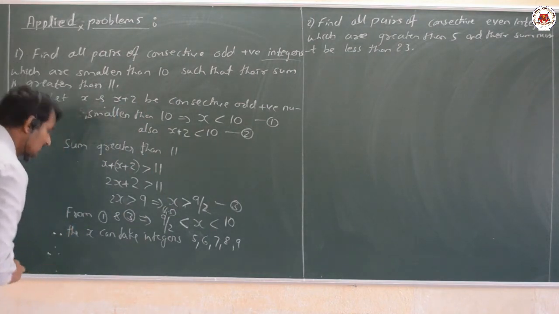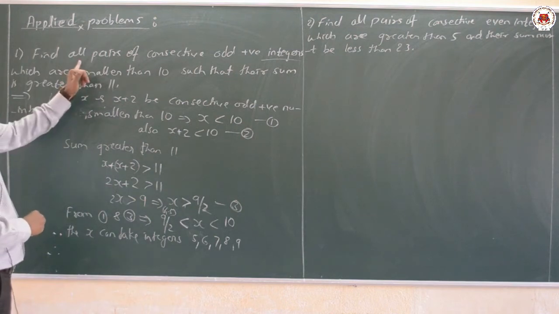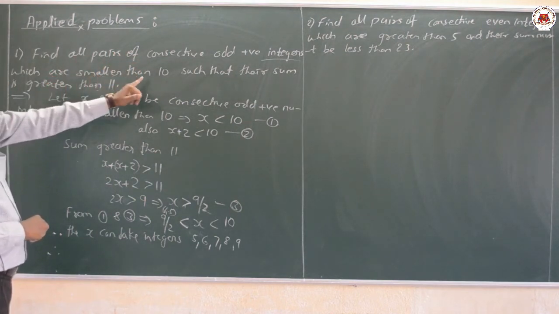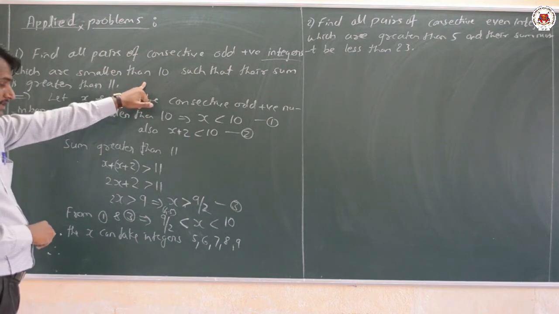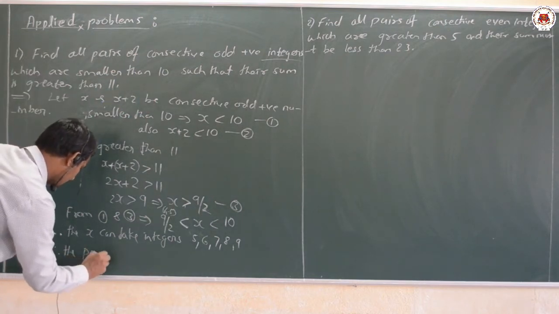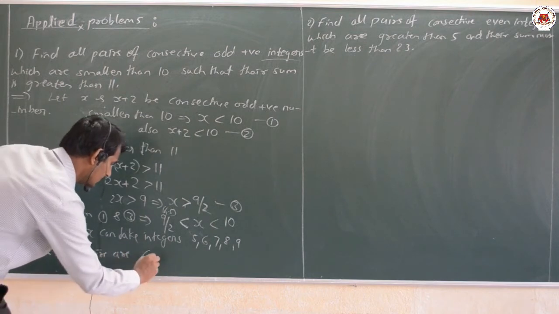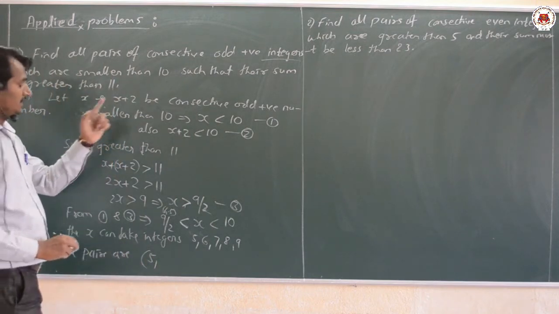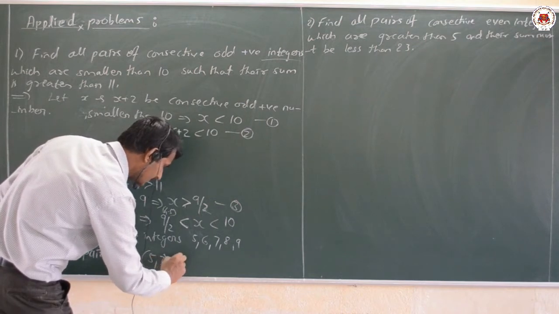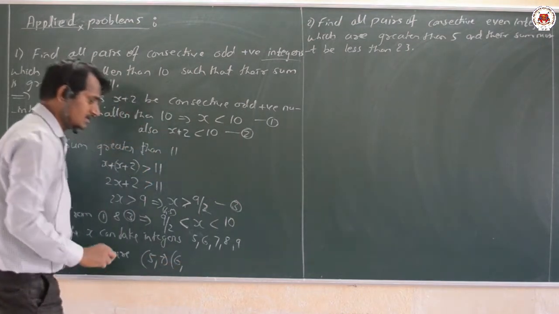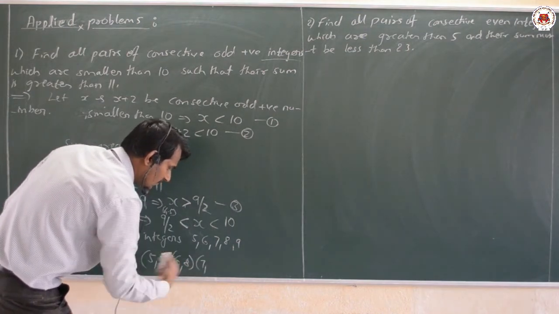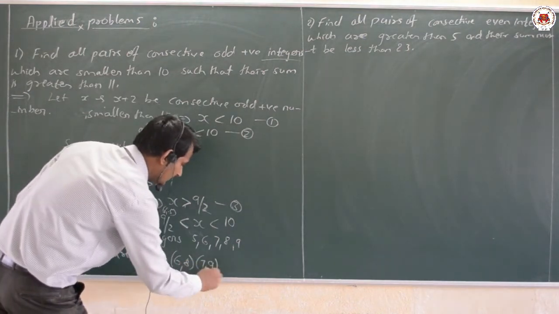Here we have to find the pairs of consecutive odd integers, positive, which are smaller than 10. That is very important. Therefore the pairs are 5 comma x plus 2. Here x plus 2 means 5 plus 2, that is 7. Then 6 comma 6 plus 2, that is 8, and then 7 comma 9.